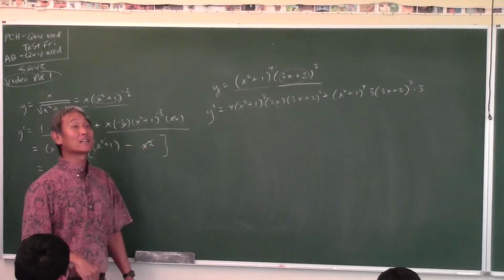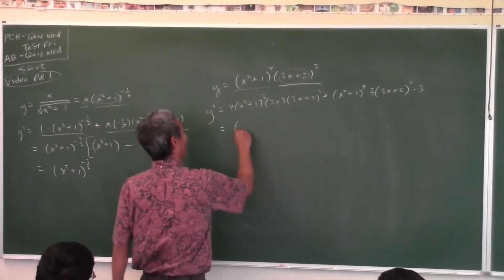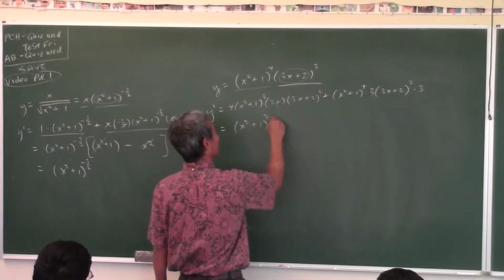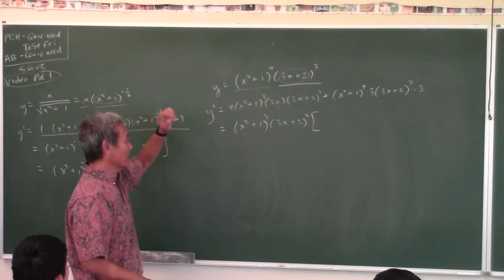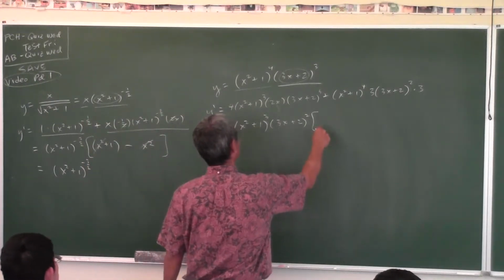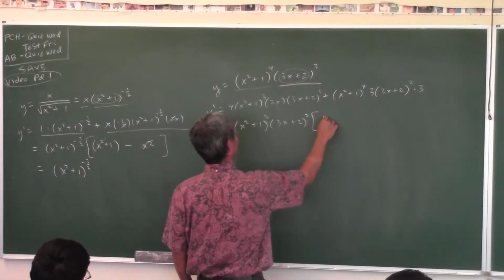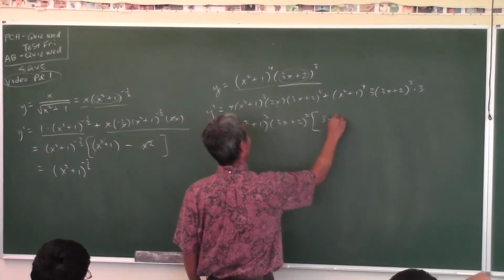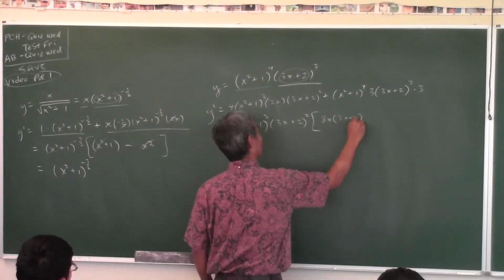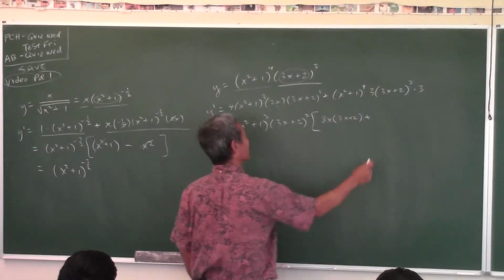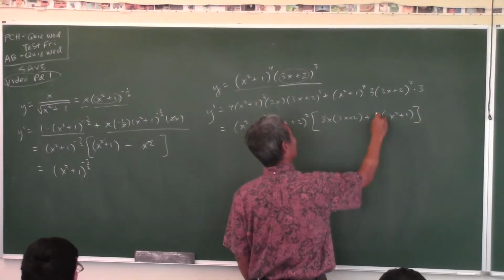Okay, now what? Now you gotta simplify. Oh boy. What can be factored out? X squared plus 1 cubed and 3x plus 2 squared. So if I factor that out, what's left? 8x times 3x plus 2, plus x squared plus 1 times 9. Very good.